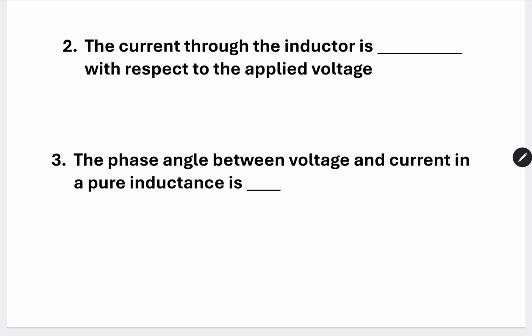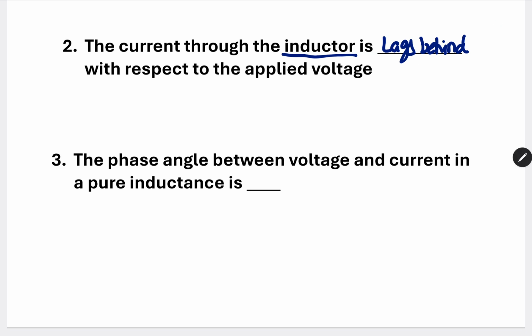Question number 2. The current through the inductor is dash with respect to the applied voltage. The inductor does not allow sudden changes in the current. So in an inductor, current is lagging behind the voltage. So with respect to the applied voltage, the current is going to lag. Current lags behind the applied voltage.